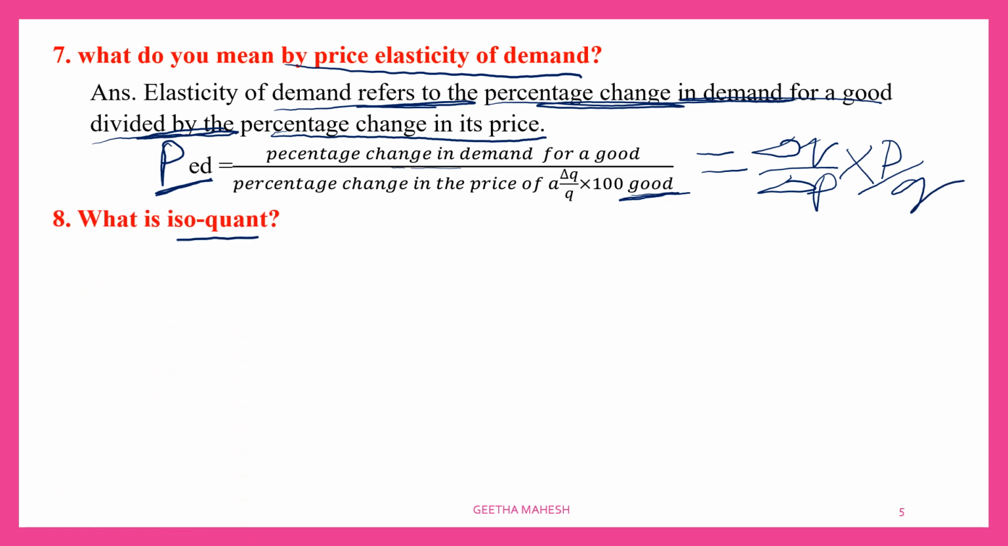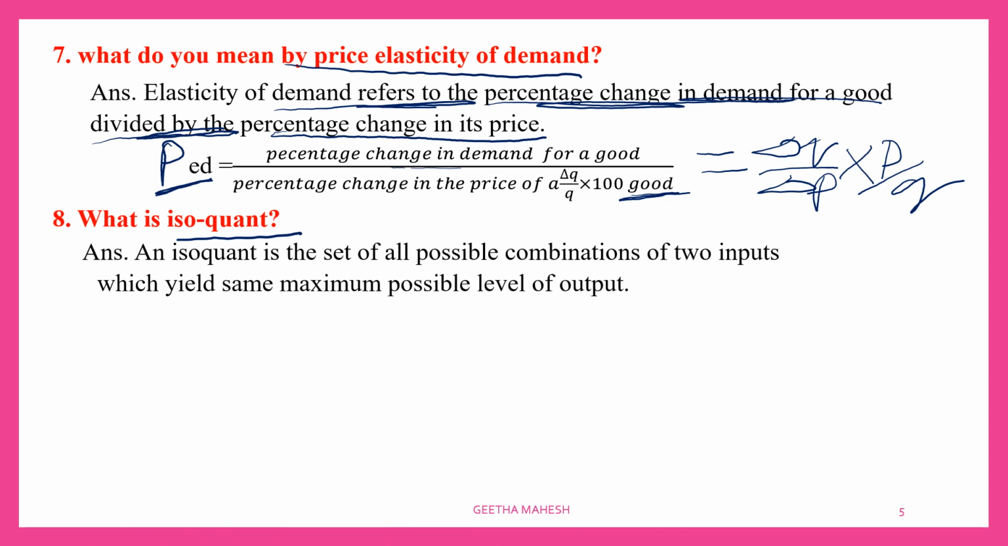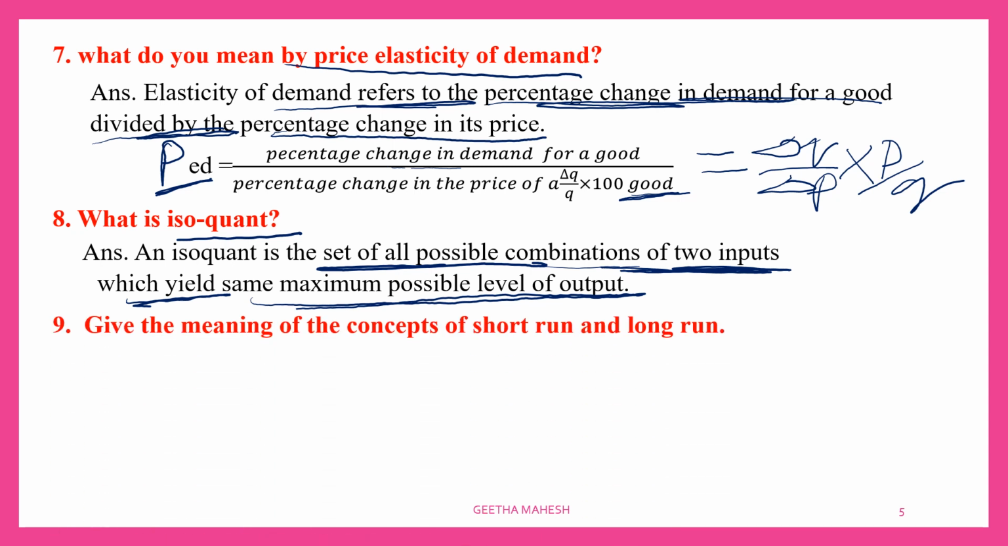What is isoquant? It is a set of all possible combinations of two inputs which yield the same maximum possible level of output. So what is isoquant? It is a set of all possible combinations of two inputs which yield the same maximum possible level of output. Give the meaning of the concept of short run and long run.